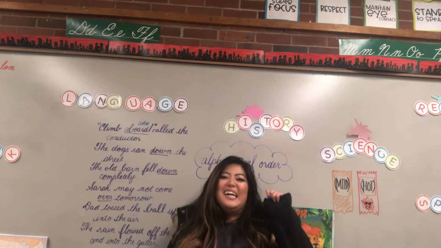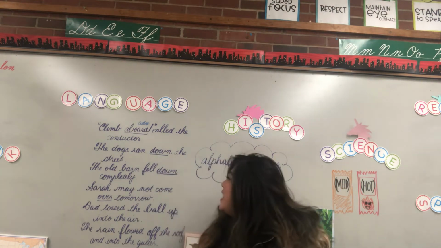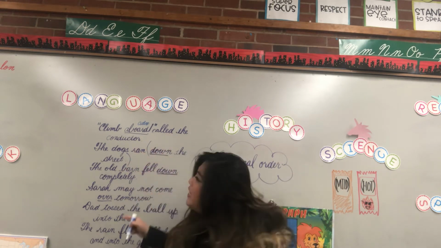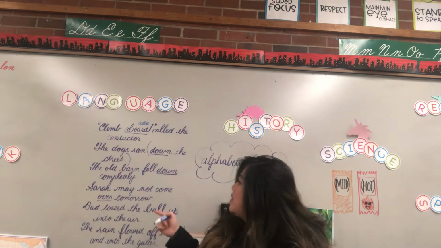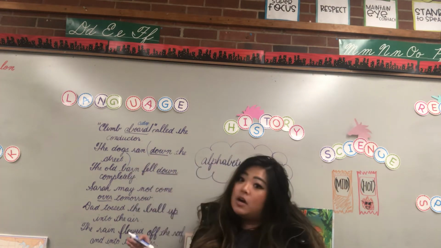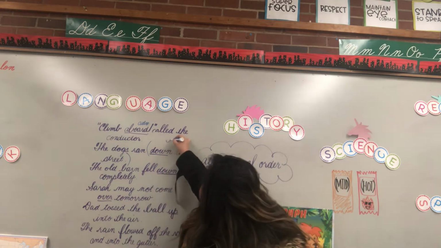The dogs ran down the street. If you said preposition, you are correct because it does have a best friend. Down the street. The object of the preposition goes right with it. So down the street is a whole phrase, which makes this a preposition.